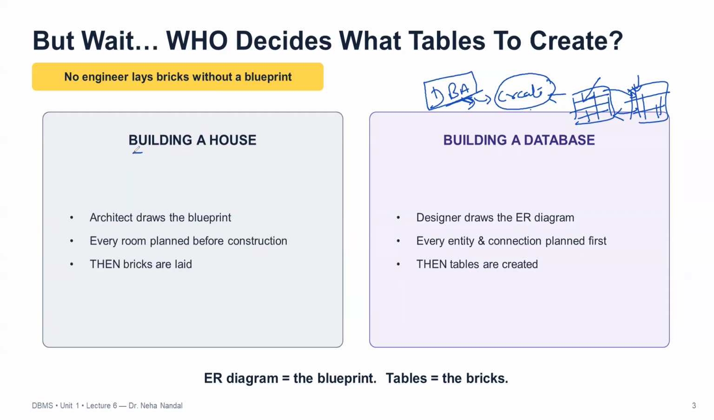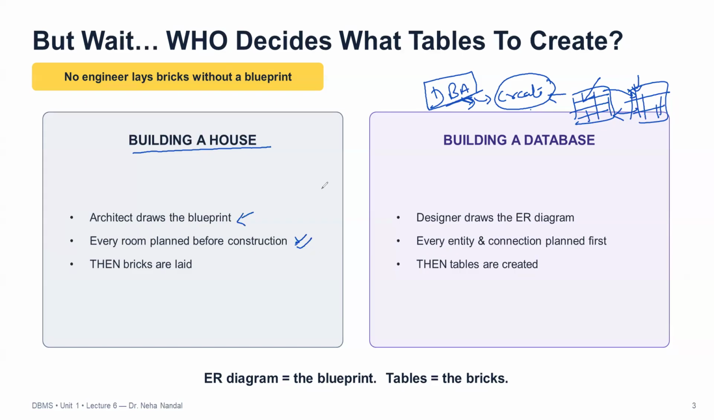You can think about a house. No engineer walks onto an empty land and starts laying bricks directly. First the architect draws a blueprint, and decides how every wall will look, how every door will be planned, and how every room will look. This is done on paper, and then construction begins.